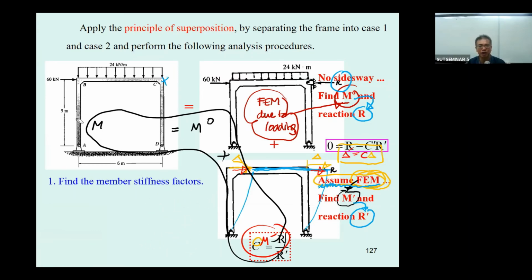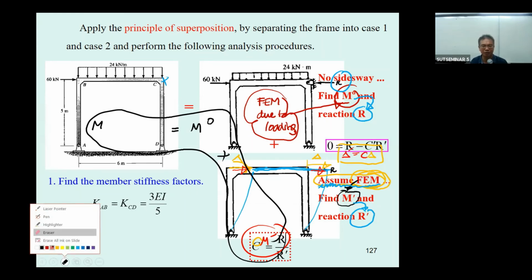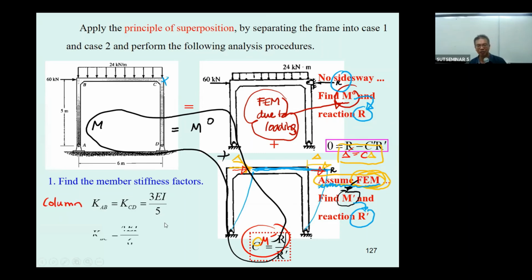This is going to be 3EI over L, and this one is 4EI over L. So we have AB for the column, CD for the column. Let's say this is the stiffness of the column, 3EI over 5. And another one is for the beam, which is going to be 4EI over 6. Okay, this is going to be 2 over 3, 7 EI. And this one is going to be 0.6 EI.